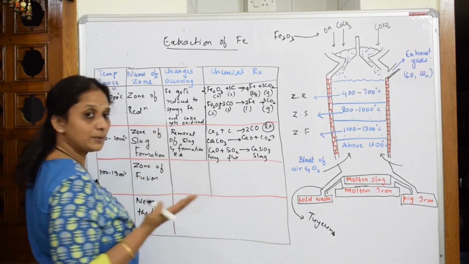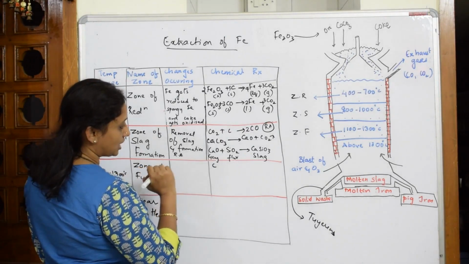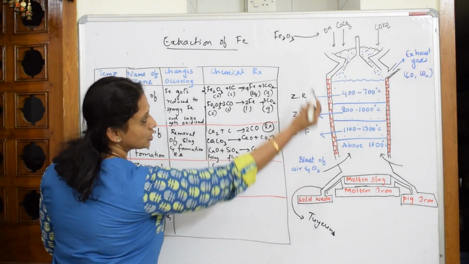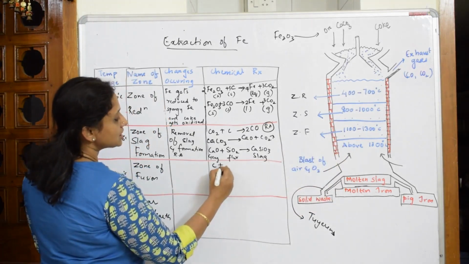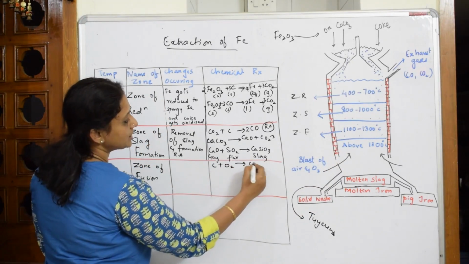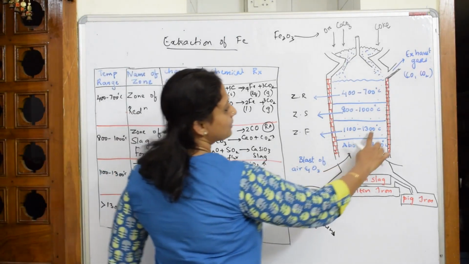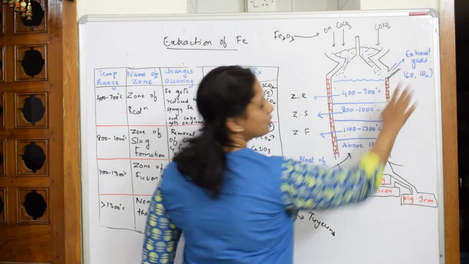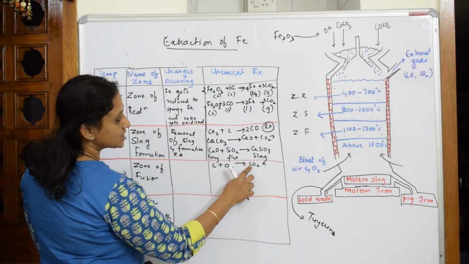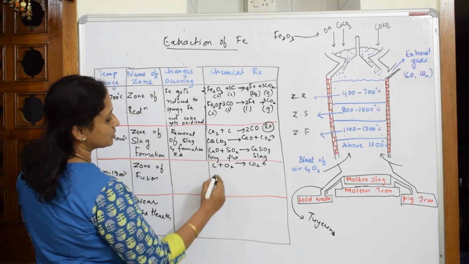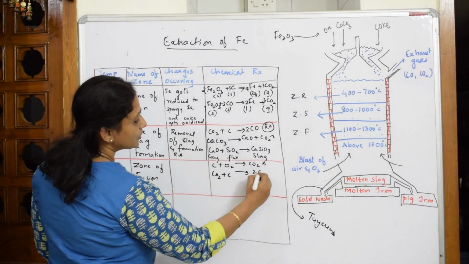Now 3-4 important reactions you have to write. What is the first important reaction? Your carbon, coke, is already there from our earlier zone. Now this oxygen is entering into this zone. This carbon combines with oxygen forming carbon dioxide gas, right? Now this carbon dioxide gas, what will happen? It will go and it has to escape out. Yes, now before escaping out, this carbon dioxide gas is going to combine with this coke, CO2 plus coke. What do I get? I'm going to get this.